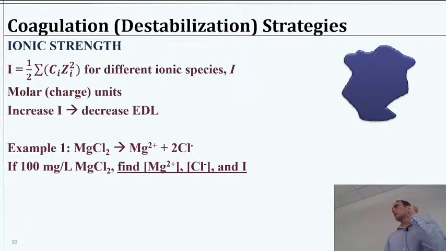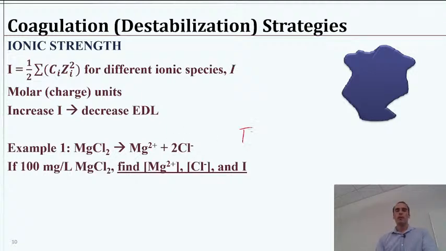Now we are counting the number of charges, not the mass, right? So we're going to have to use molar units. So what that looks like in practice, I'll work this one with you here, is if we calculate the ionic strength for magnesium chloride, MgCl2. Magnesium chloride will dissolve to give us magnesium, 2+, and 2 chlorides, each chloride having a -1 charge.